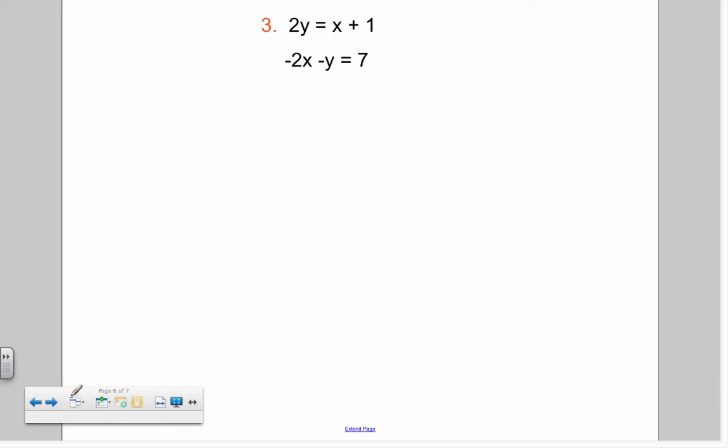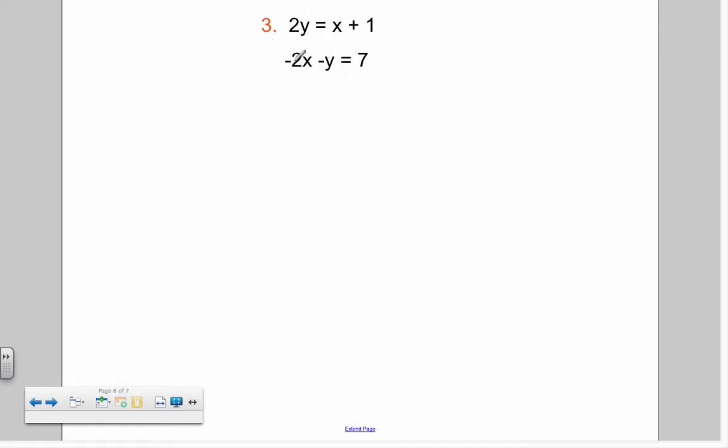Okay, next problem I'm going to do is number 3. I have 2y equals x plus 1, and my second linear equation is 2x minus y equals 7. Now, I can choose which equation I'm going to solve for a variable. I could do the top equation and solve for x or y. I can use the bottom equation and solve for x or y. It doesn't really matter. I want to do what's easiest.